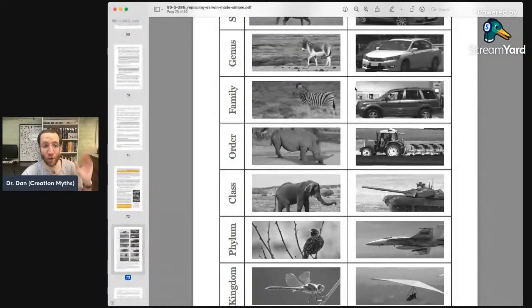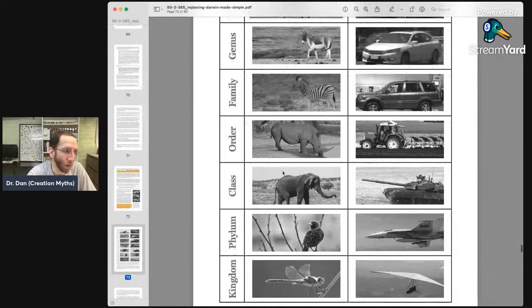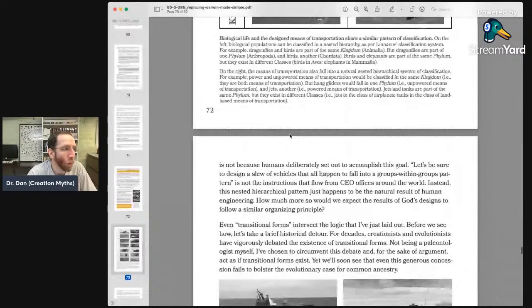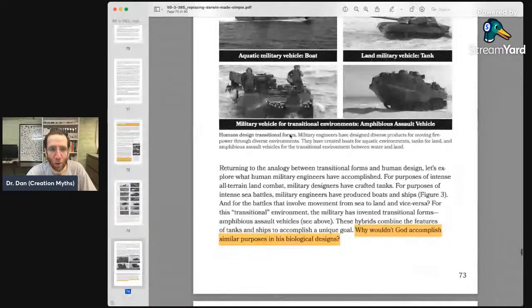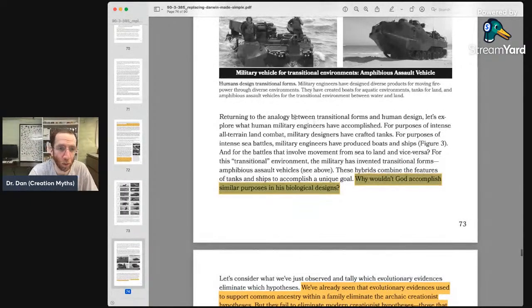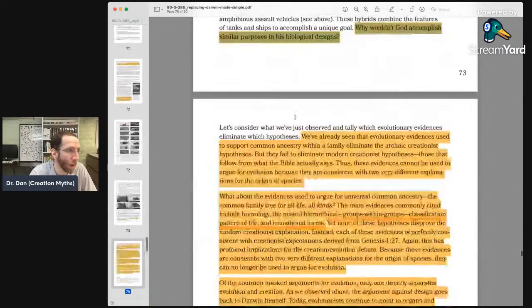I don't have any more to say about this figure. It's just like the fact that somebody who claims to want to be taken seriously is making this argument is astonishing to me. All right, we're almost done, everybody. I promise. Why wouldn't God accomplish similar, right? So he's talking about, you've got nested hierarchies, you've got intermediates. God could do it that way. Yes, God could do it that way. That's called special pleading. Thank you. That's called special pleading.